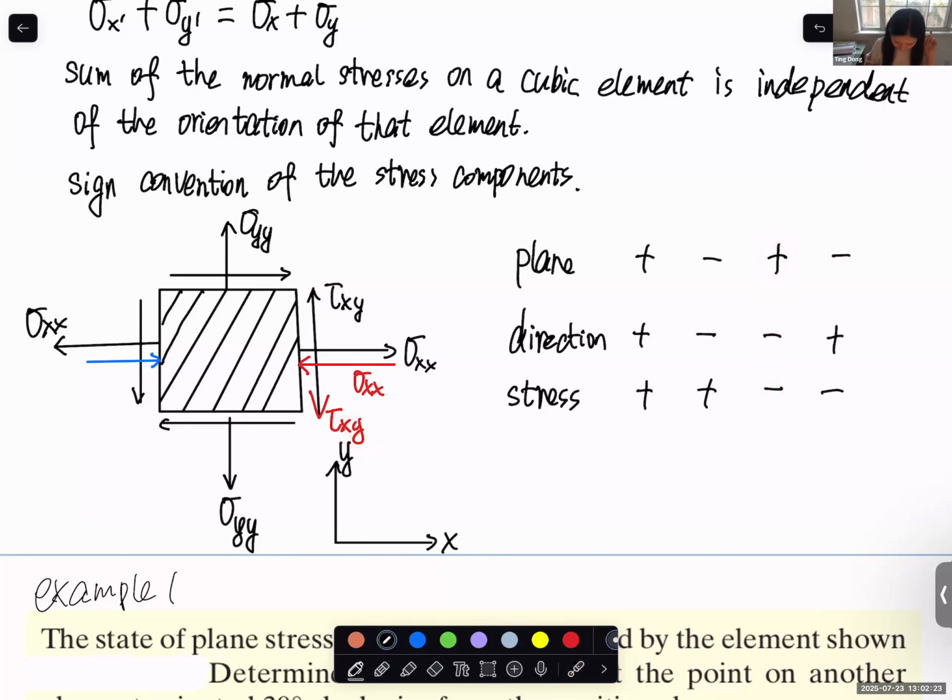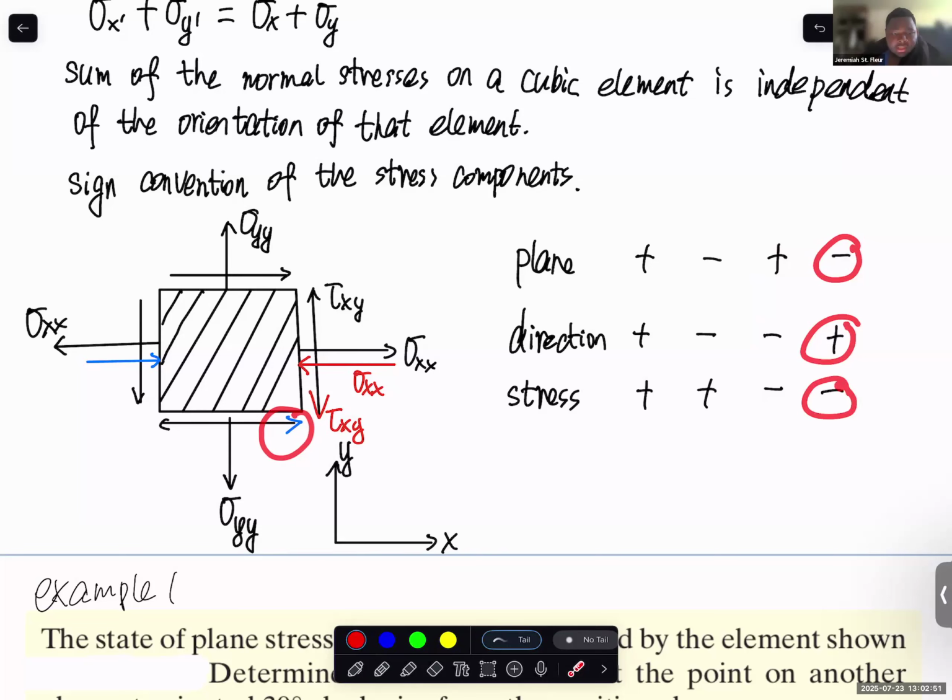Or I can do one more. Let's say we have this blue one. This shear stress component is on the negative y plane, but it's pointing towards the positive x direction. So this blue arrow shear stress component should also be a negative stress. Negative shear stress, okay. I see, I understand now. Thank you. Any other question?